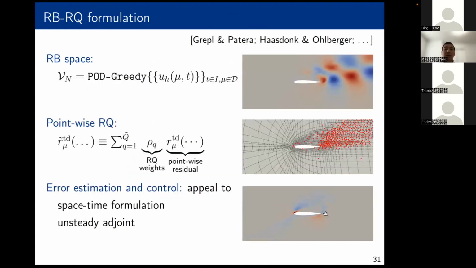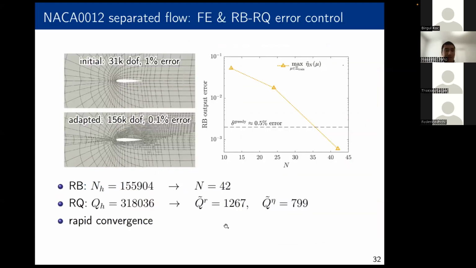Now, everything we have talked about in this talk readily extends to this class of high dimensional problems. So we have a reduced basis space that approximates both the parametric and temporal manifold. We have quadrature points that can be obtained for these time-dependent problems. And finally, error estimation and control still works by appealing to a space-time formulation and unsteady adjoint, like the one shown on the bottom right. Let's take a look at how this works.